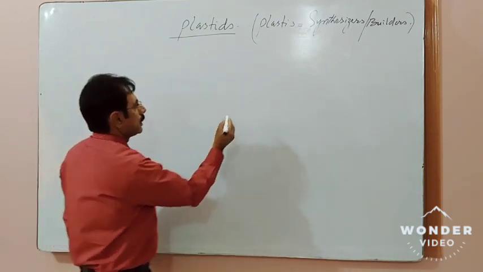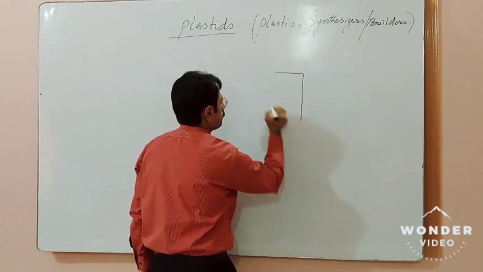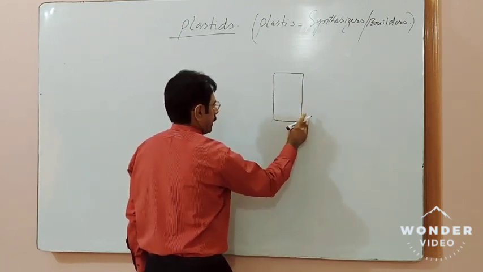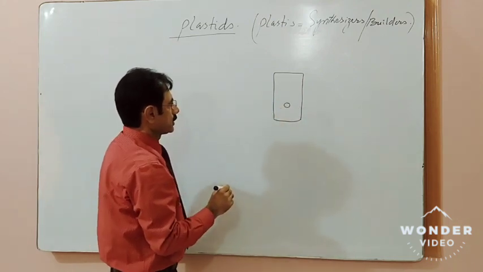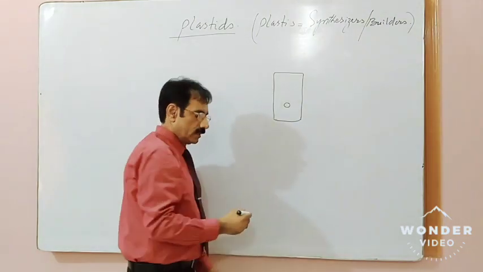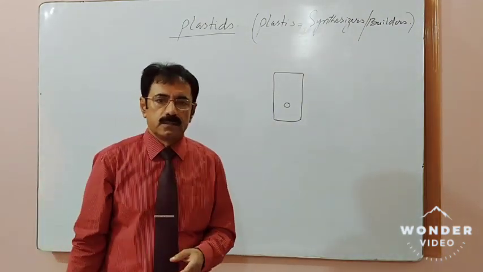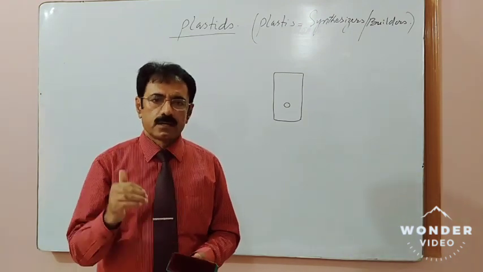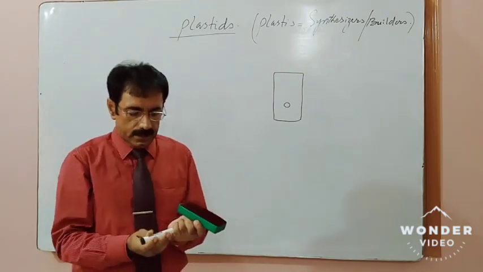A plant cell having, suppose this is the plant cell, the nucleus of the plant cell, you know, lies at one side, not in the center. It is because of the pressure of the vacuoles. The plastids are of three types: chloroplast, chromoplast, and the leucoplast.